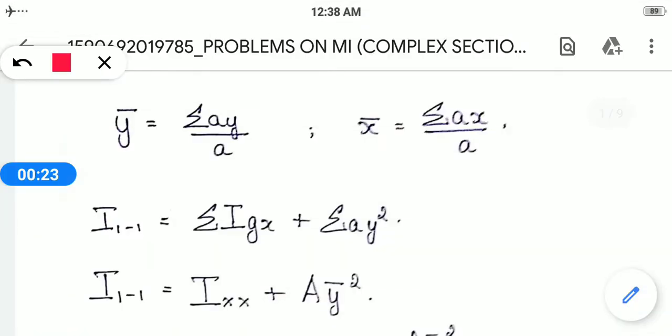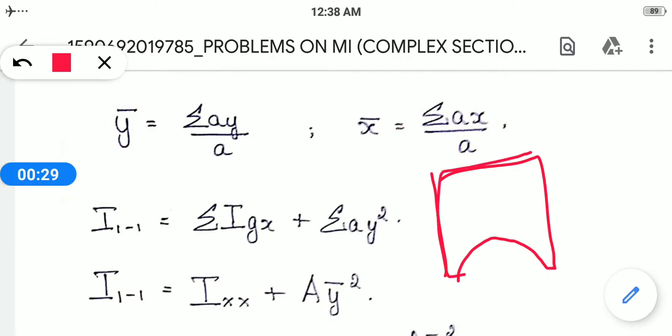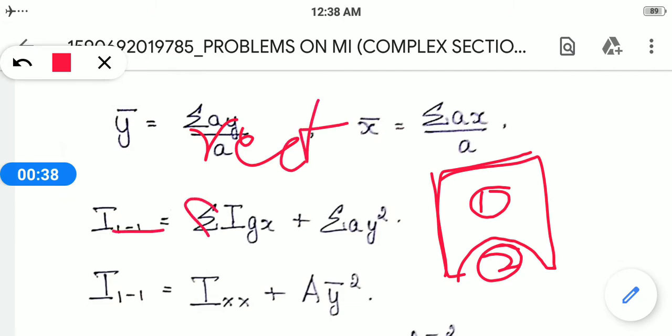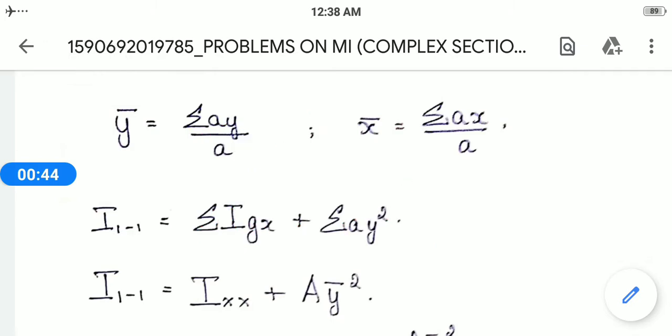Consider one structure like this. So how will you find the moment of inertia of this structure? We should divide it into two components, that is 1 and 2. The 1 will be your rectangle and we have to subtract our semicircle. So this concept only we are going to adopt for the upcoming sums.